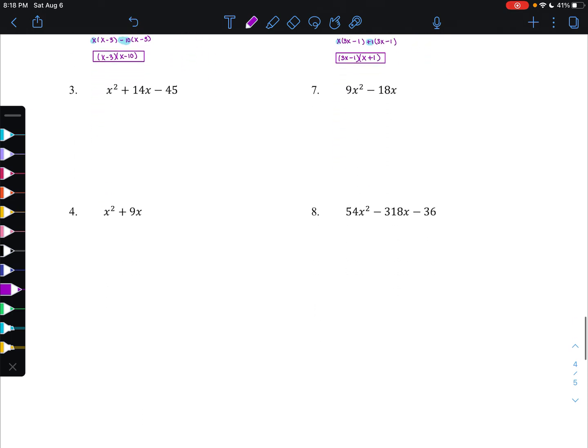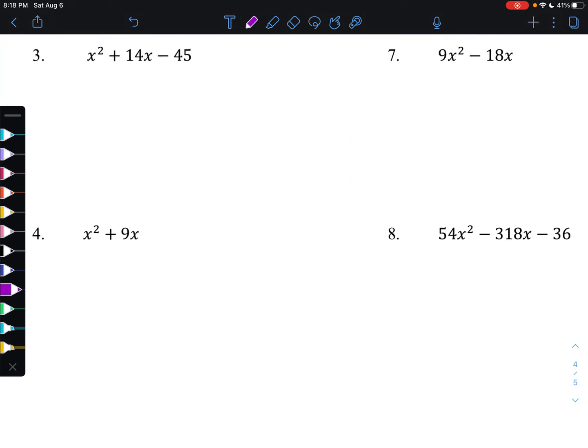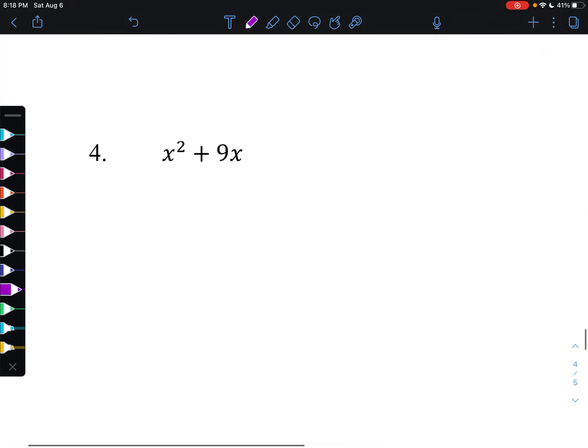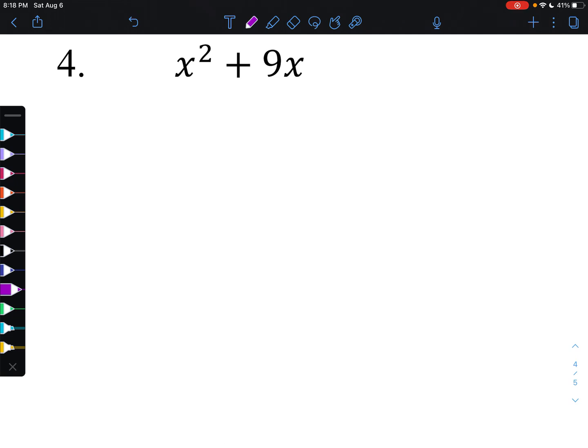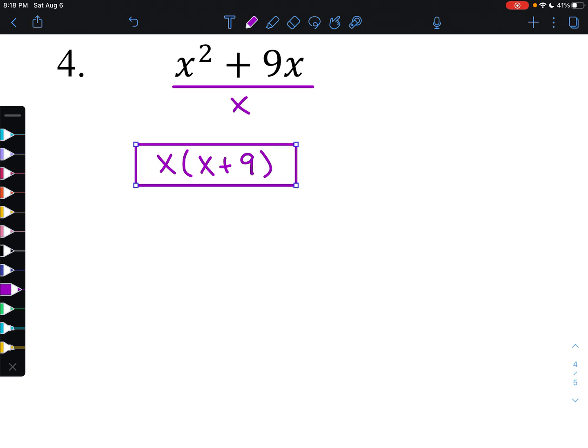The only ones that are a little bit different are numbers like 4 and 7, where we only have 2 terms instead of 3 terms. So if you were to see something like number 4 and there are not 3 terms, remember that we're always supposed to be looking for a greatest common factor first. And if you look, I only have 2 terms here, and I can take an x out of both of them. So I'm left with x plus 9, and that's all the factoring I can do. I'm actually done here. There's nothing else I can do.